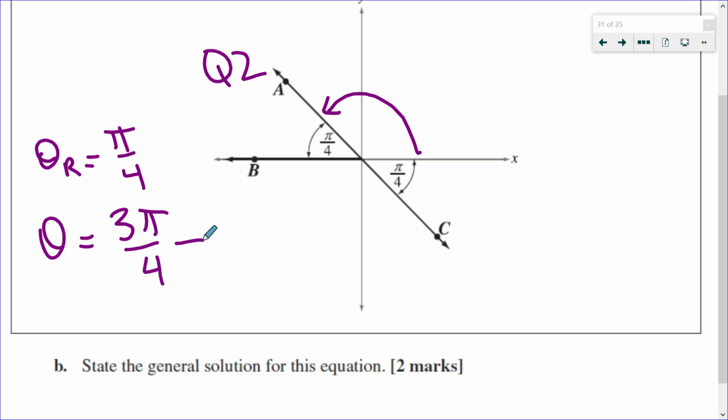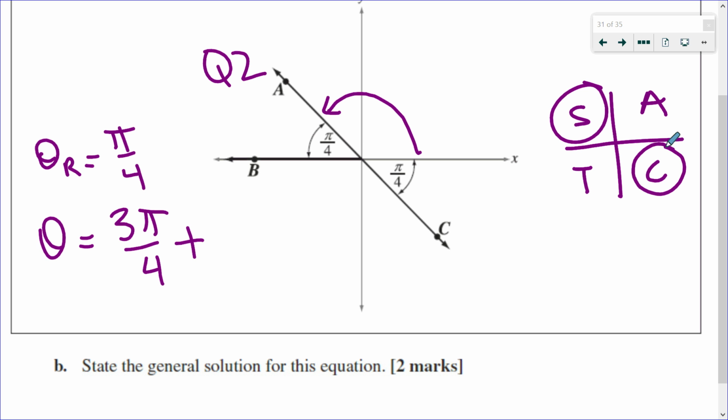Now the question is, what period are we going to add on? Let's look at the CAST rule. This solution has values that are in quadrant 2 and quadrant 4. What do quadrant 2 and quadrant 4 have in common? Here I know sine's positive, here I know cosine's positive, so they don't have that in common. What they both have in common is that tan is negative. So since tan is negative, my solution is a tan solution.